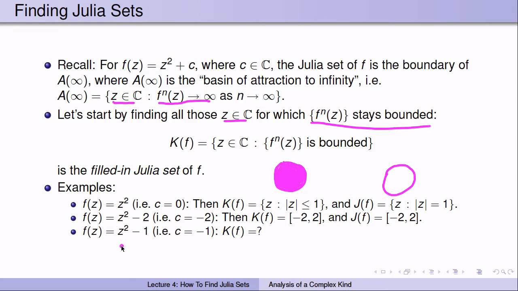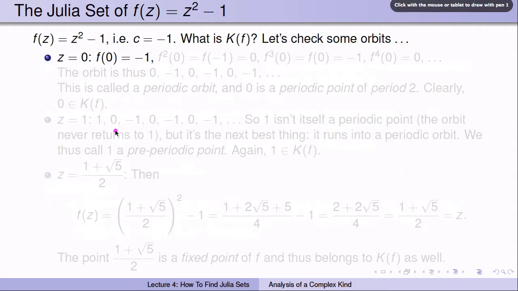f of z equals z squared minus 1. So the case where the constant c equals minus 1. What is the filled-in Julia set in that case? Let's go find out. Again, we're looking at f of z equals z squared minus 1, where the constant c is equal to minus 1. We want to find the filled-in Julia set, so all those points z that remain bounded under iteration. So let's check some orbits to get a feeling.